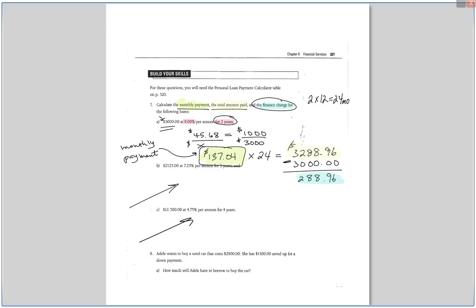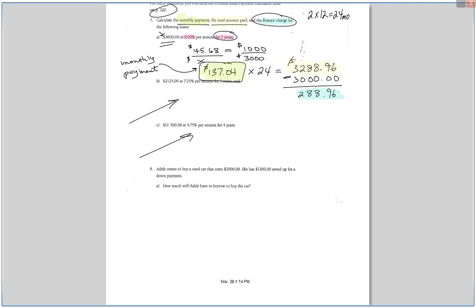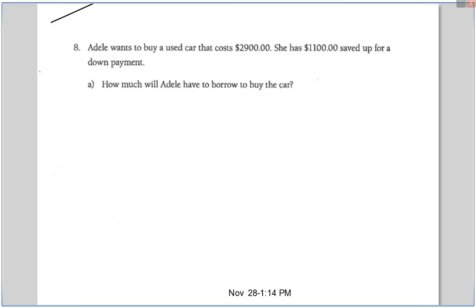These tables on page 320, often if you go to a car dealership or even a small-time bank, they'll pull out these charts, and the person who's helping you get the loan will use the chart as a reference. Okay, so number 8 is like an application of this notion.